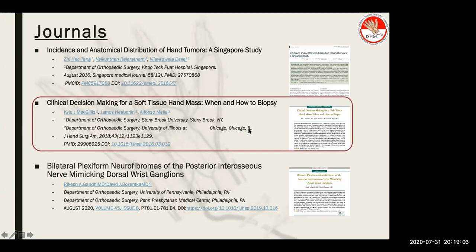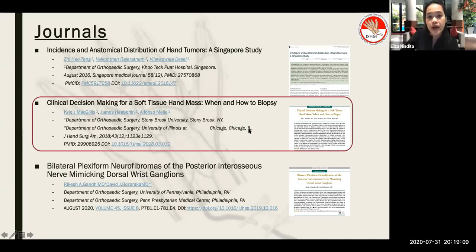Okay, so I would like to do the next one: clinical decision making for a soft tissue hand mass, when and how to biopsy. So it's actually, I know that doing a biopsy is usually done with a tumor; most tumors we will do a biopsy.